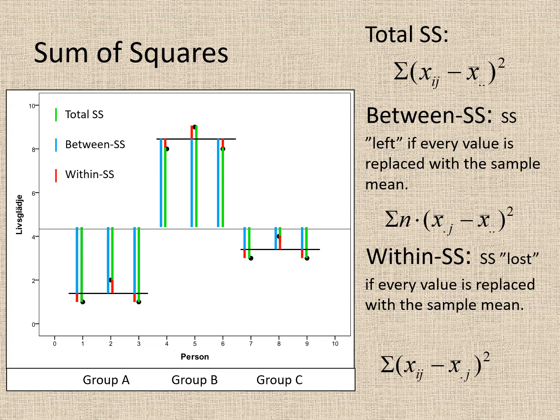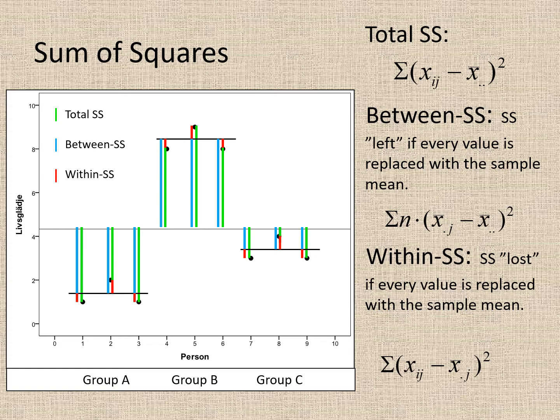This much of the variation, in this case in life satisfaction, is not explained by group membership. Because if everything was explained by group membership, then we don't have any within group sum of squares. Then you have the same value if you belong to the same group. If income is completely explained by sex, then you have the same income if you have the same sex. There's no variation within the respective groups.